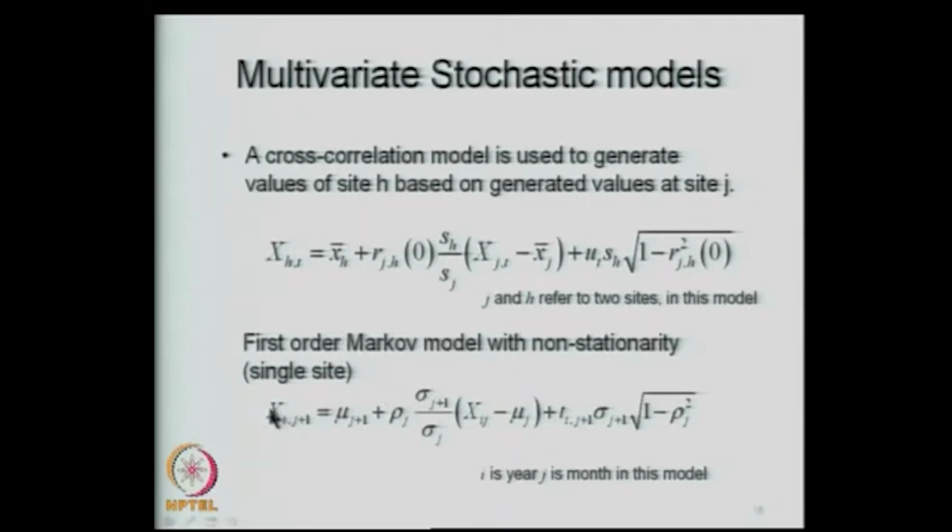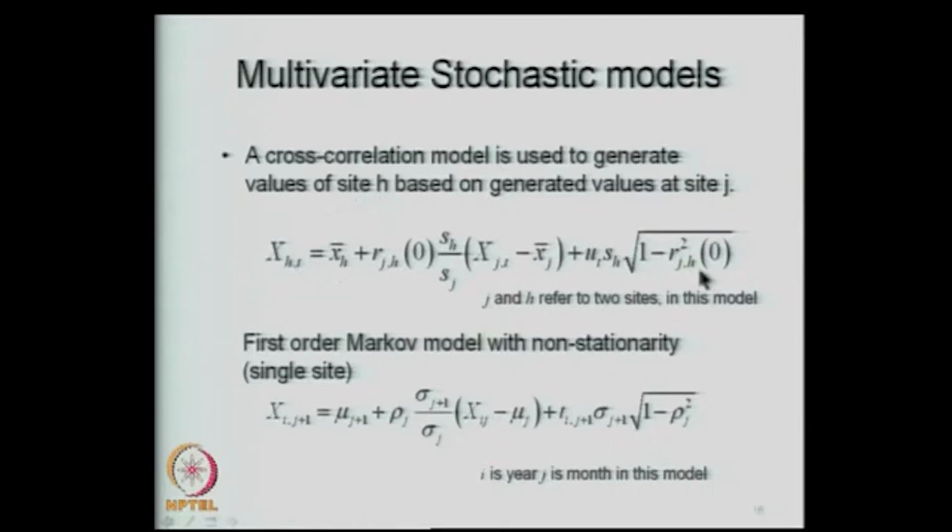How do we do that? This is your first order Markov model for single site. This is the non-stationary model. So, I will use this model with non-stationarity. Now, in this particular way of writing it, i is the year and j is the month within this year. So, we are generating it for several years now. So, this is year and this is month, j plus 1 is a month, and this is our Thomas Fiering model that we have used, and these are the standard normal deviates. We use this particular model either in stationary form or non-stationary form.